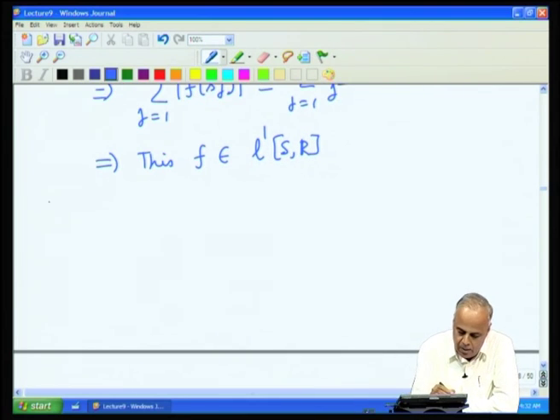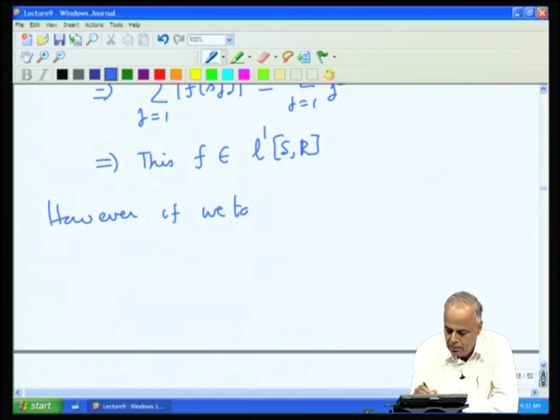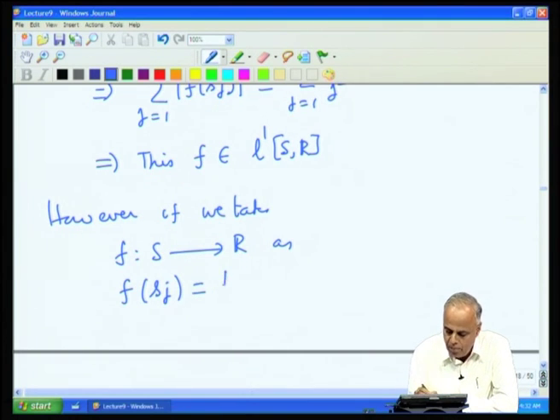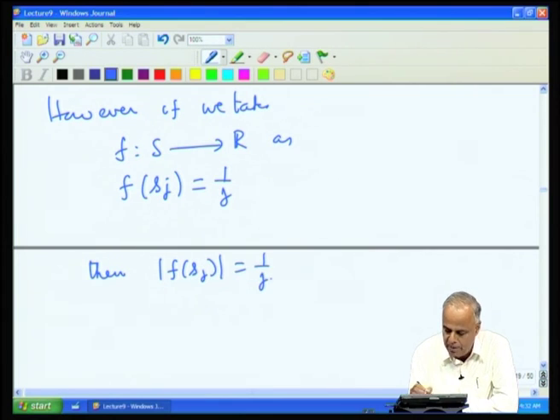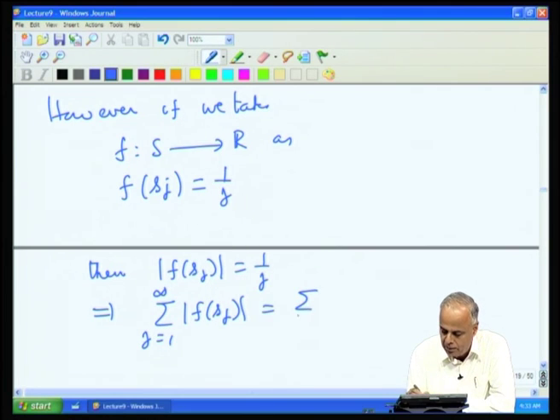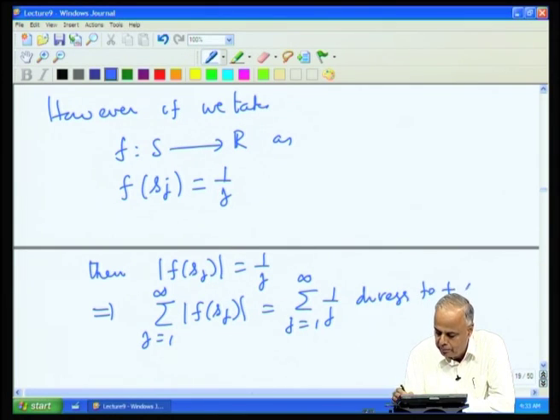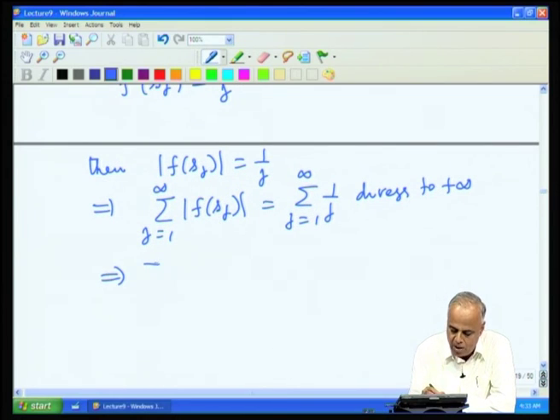On the other hand, if we take f mapping S to R as f of s j is 1 by j, then mod f of s j is again 1 by j, where j is an integer, and therefore, the summation of mod f of s j, j equal to 1 to infinity, is the summation j equal to 1 to infinity of 1 by j, which diverges to plus infinity, and therefore, this f is not in L1.